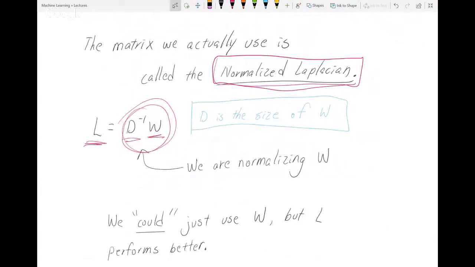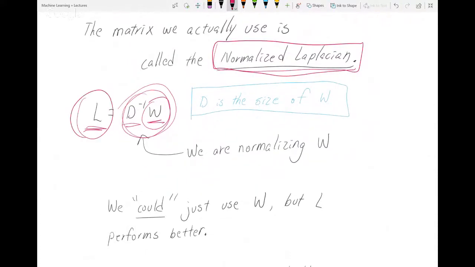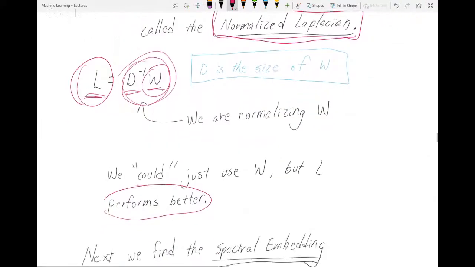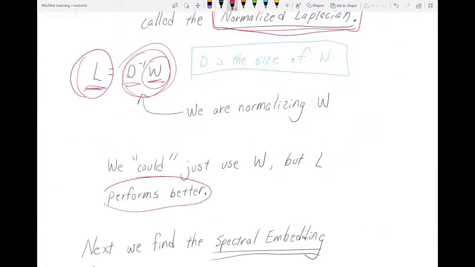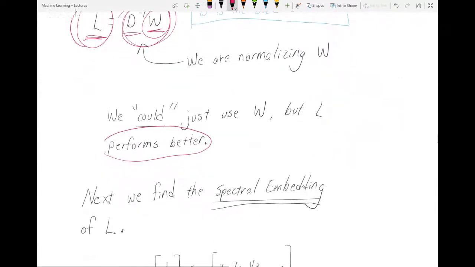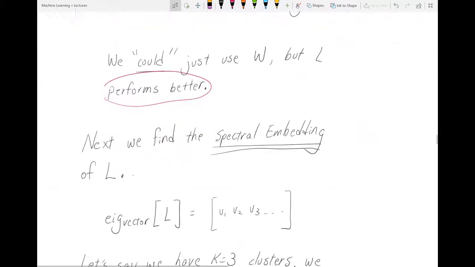Very often, we could just use the W and it will work for a lot of cases. But we like to use the normalized version because it tends to perform better. So next, right now we're literally just going through the mechanics. I'm not going through why we do this, but the mechanics is what you need to understand what this paper is doing.